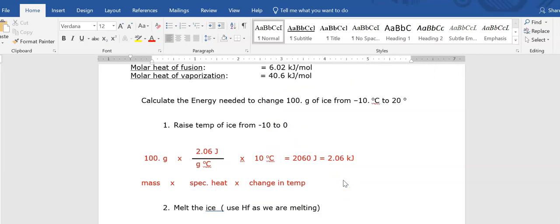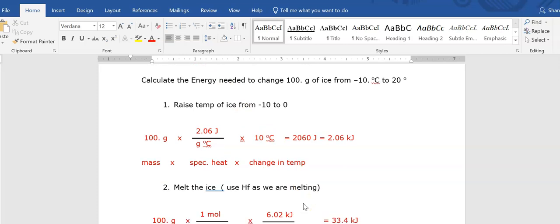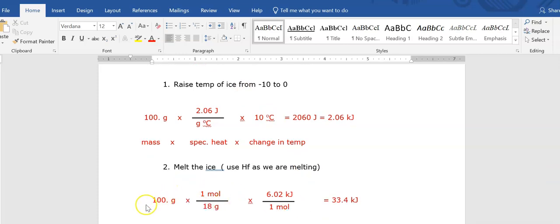Now we want to melt the ice, and we're going to want to use the molar heat of fusion, not the molar heat of vaporization, because fusion is the state where the liquid is fused to a solid. So we're going to use that number. And that's just going to be n times delta H fusion, where n is the number of moles. So we take the number of moles here, which is 100 divided by 18, because it's 18 grams per mole for water. And then we're going to multiply it by the heat of fusion, which is 6.02 kilojoules per mole. And we get 33.4 kilojoules.